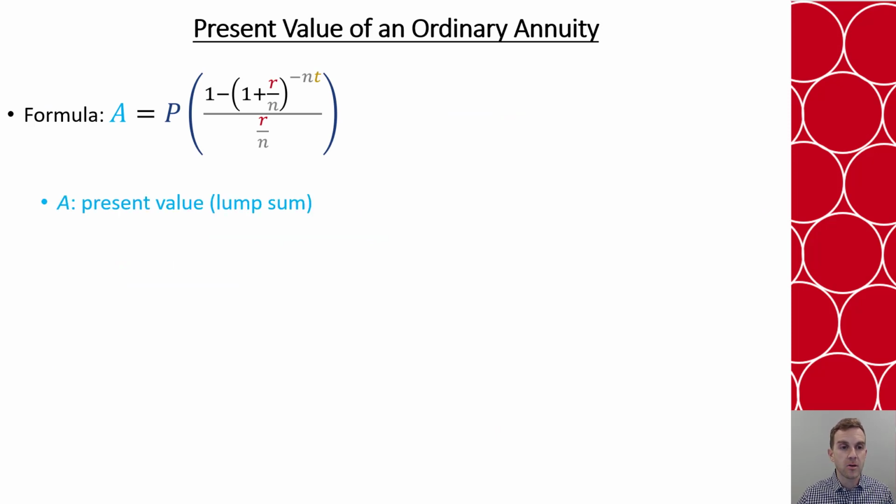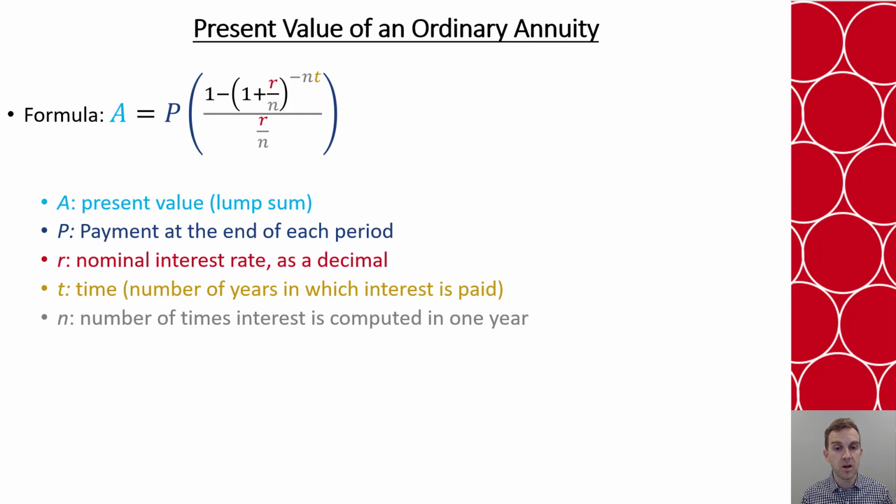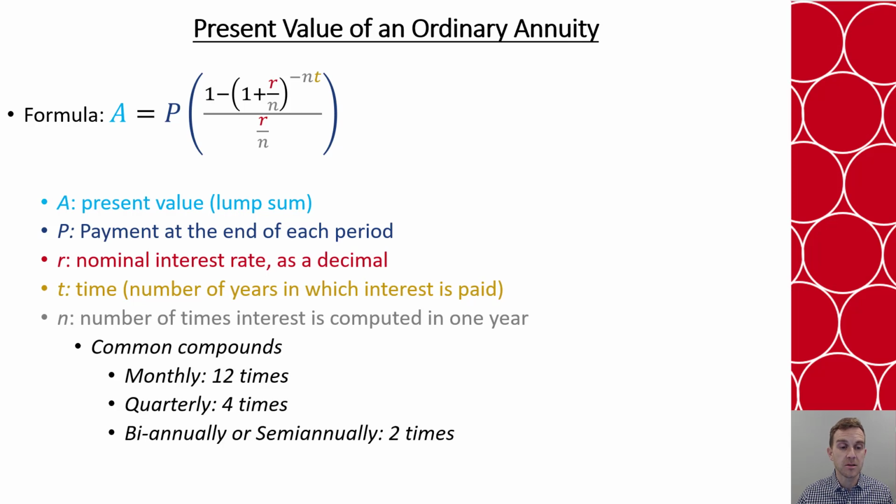Now, as a reminder, A is our present value. It's that lump sum that's in the account to start with. P is the payment at the end of each pay period. How much are we going to pay out from that present value? R is still interest rate, and T is still time, and N is still the number of times that we're computing in 1 year. And again, remember here that we're looking at payments. How much can this lump sum pay out?